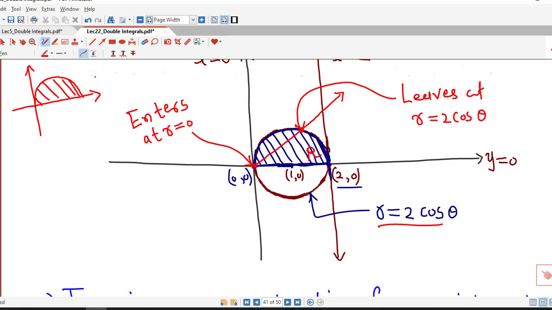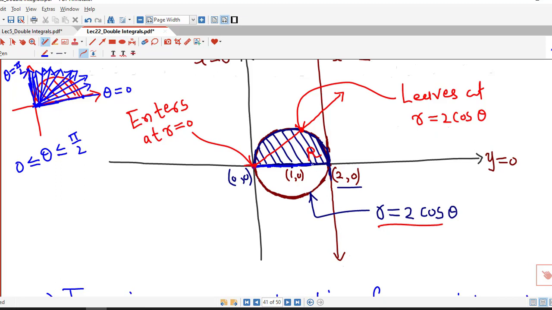So we have to determine the smallest possible value of theta and largest possible value of theta. So we have to start from this point. At this point value of theta is 0, and we have to increase, or we have to consider this type of rays which will cover the remaining portion of the region. So in this way we will consider different rays passing through the region and we will come up to this point, and at this point value of theta is pi by 2. So limits of theta are from 0 to pi by 2.